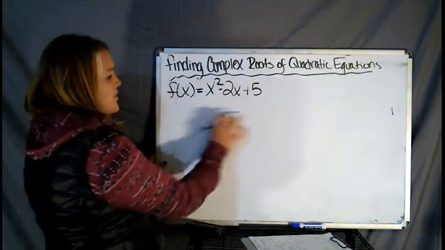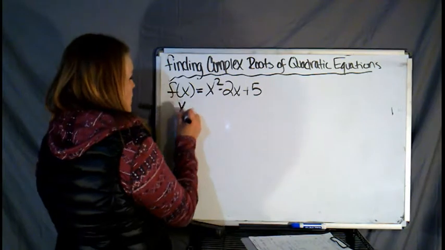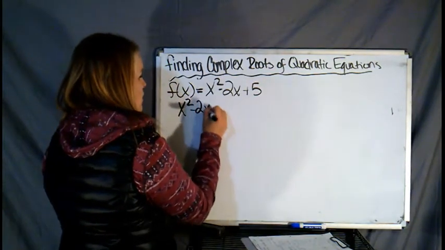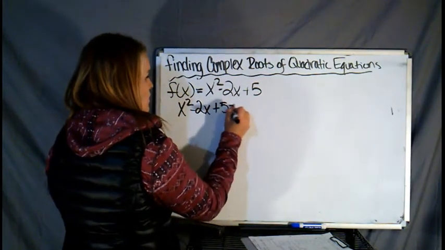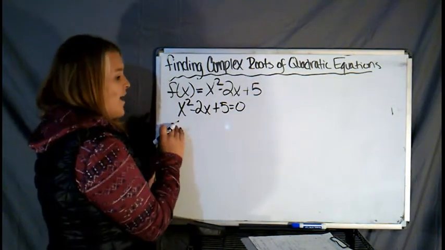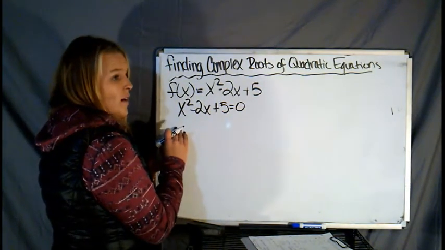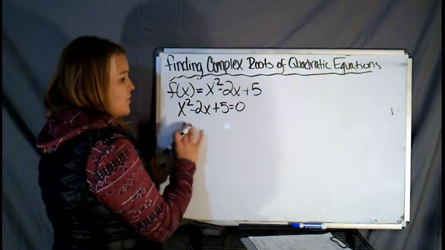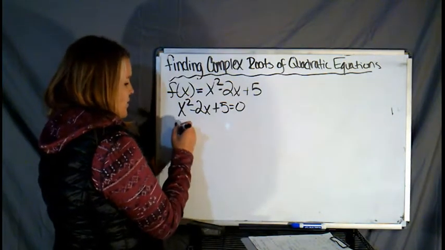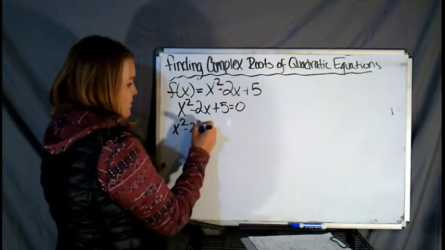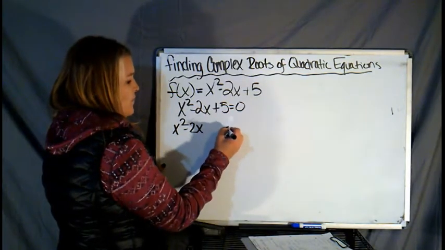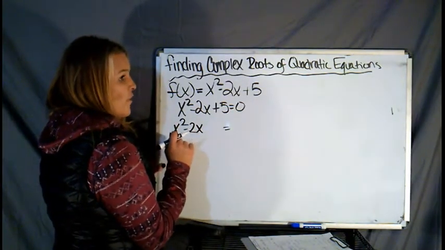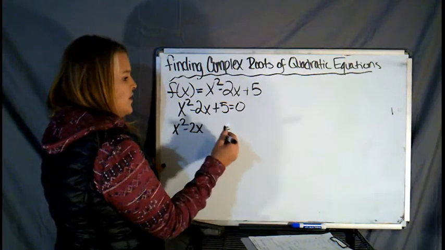First thing I want to do is set this equal to 0. And now since our a equals 1, I don't have to do anything with that. I can go straight into moving this 5 over here. I'm going to subtract 5. I'm going to leave a space for my new c.